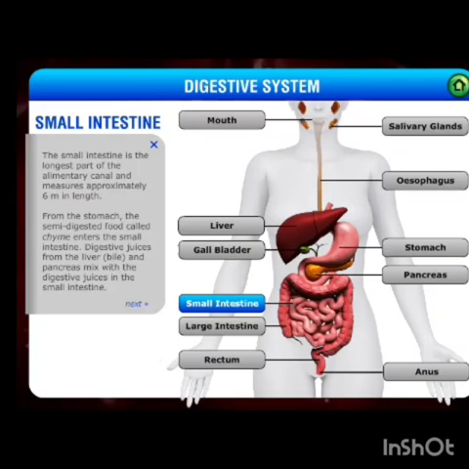Glucose is utilized to release energy by combining with oxygen inhaled through the respiratory system. Fatty acids and glycerol are stored under the skin as energy reserves. Amino acids are utilized in growth and repair of the body.